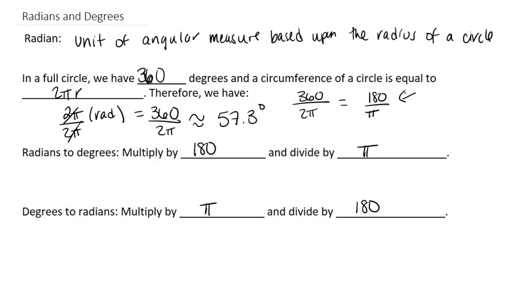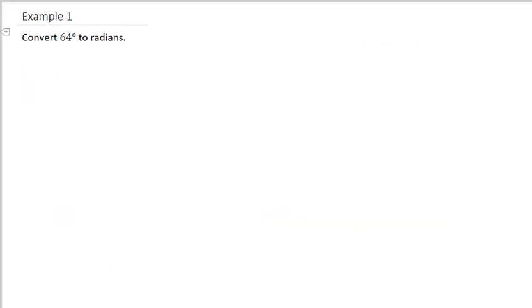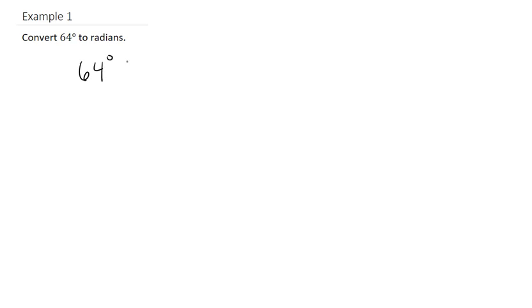Now, let's go over some examples. Example 1, convert 64 degrees to radians. So we have 64 degrees, and we need to multiply it by pi and divide it by 180. So we could just use it like this.